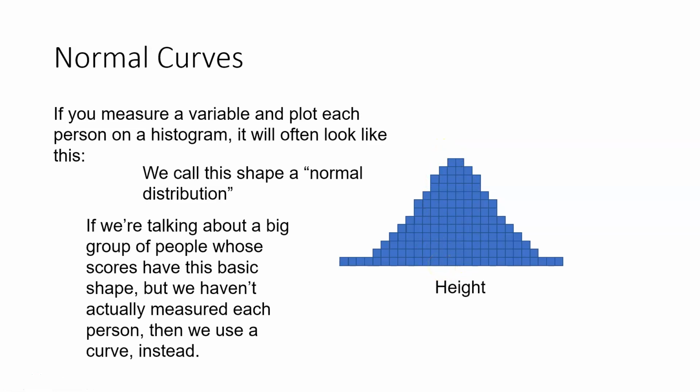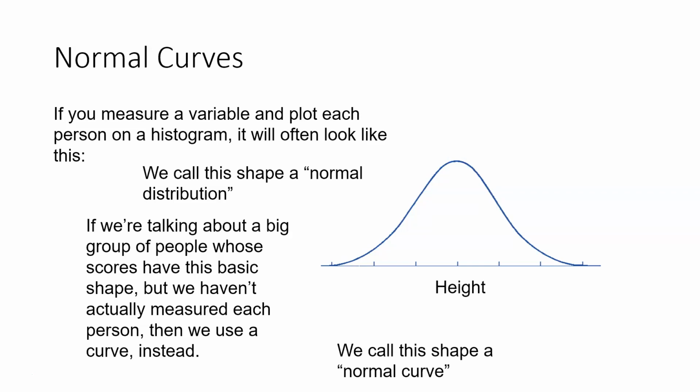Now, if we're talking about a big group of people whose scores have this basic shape, but we haven't actually measured each person, then we use a curve instead. This is called a normal curve, rather than a normal distribution. Well, that's not entirely true. A normal curve is an example of a normal distribution, but a normal distribution can also be reflected by a box histogram or any other kind of histogram.